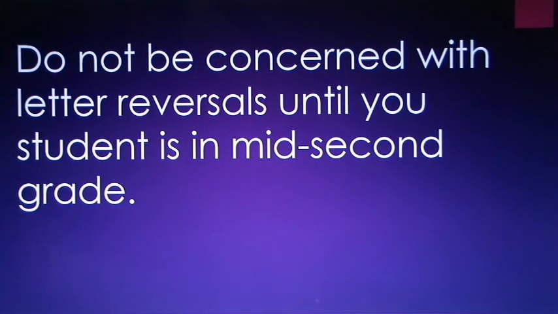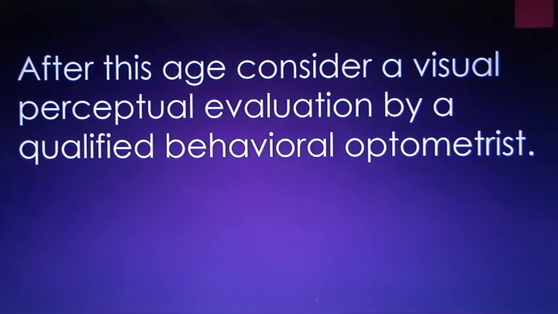And so when your student reverses letters and or numbers, it can be a warning sign, but do not be concerned with letter reversals until your student is in mid-second grade. Now, at that point, if there are consistent letter reversals, you may want to consider a visual perceptual evaluation by a qualified behavioral optometrist. The evaluation's easy. It's usually about 45 minutes or so. There are no eye drops or medications used. It is completely non-invasive. And it will give you a lot of information.